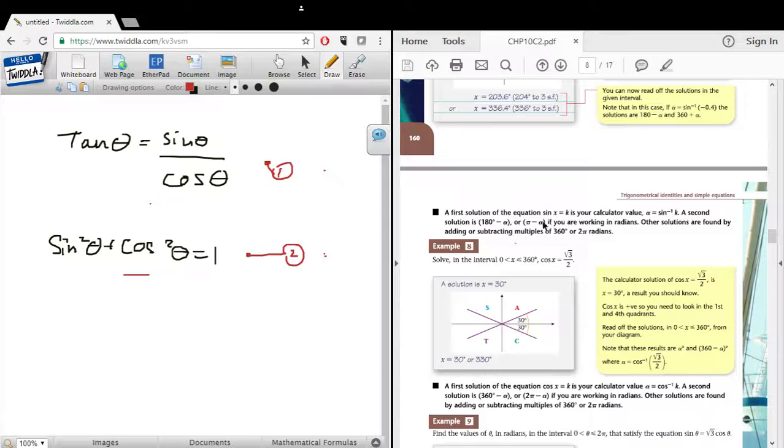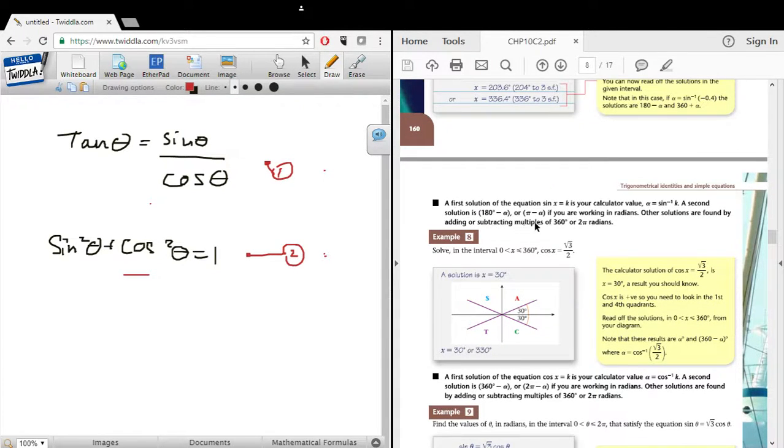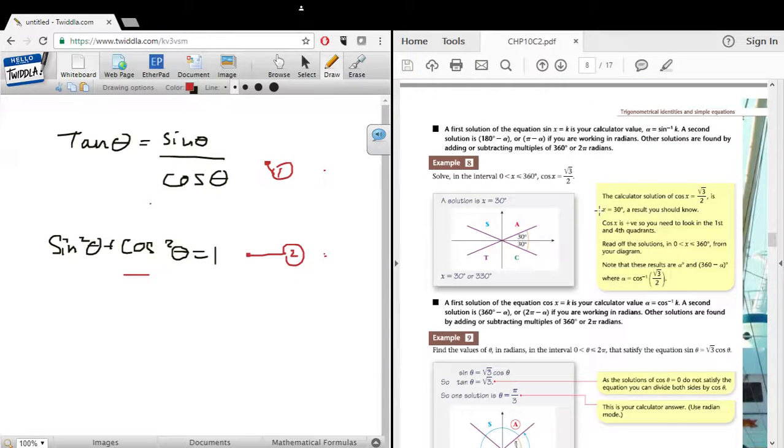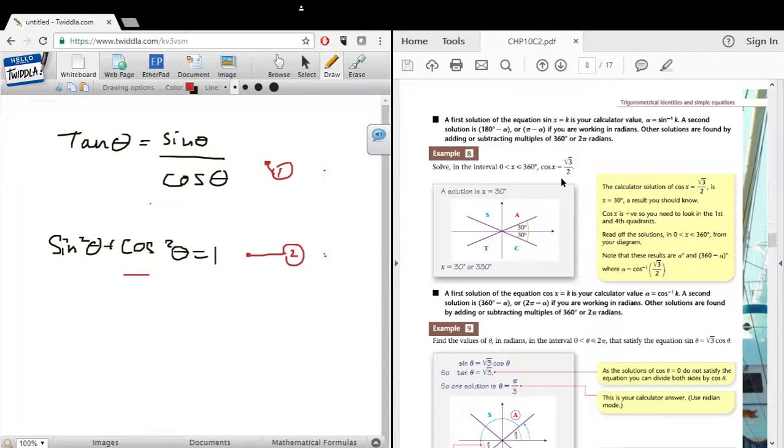And here you can see a first solution of the equation sine x equals k in your calculator value. A second solution is also discoverable by using this property. Other solutions are found by adding or subtracting multiples of 360 degrees or 2 pi radians, depending on which you're working with. And then you have another example here.